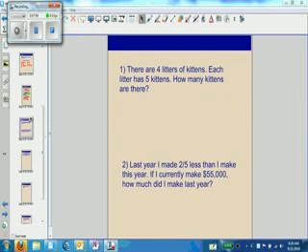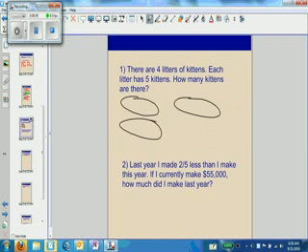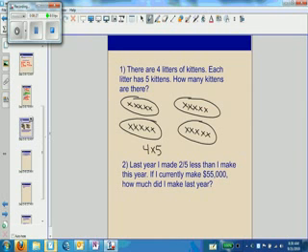There are 4 litters of kittens. Each litter has 5 kittens. How many kittens are there? We have 4 litters, 1, 2, 3, 4. In each litter, we have 5 kittens. So in case you need to draw pictures, I know this is a really easy one, but it can help you think it through. And this is a really easy example of what I had shown you earlier with thinking in terms of groups. And of course, our total is 4 times 5, which equals 20.